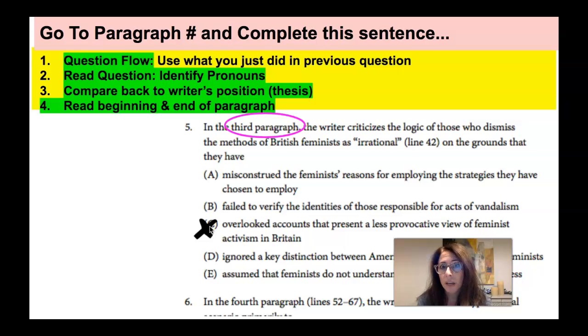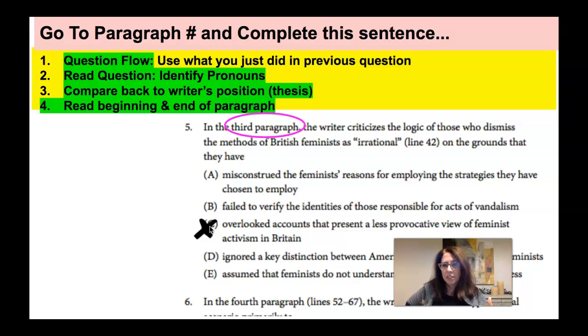That seems to be one. I'm not going to check it off right away. I am going to continue. They failed to verify the identities of those responsible for acts of vandalism. That's too specific. So again, some answer choices will be too specific. That's a detail that wasn't included in the text. They overlooked accounts that present a less provocative view of feminist activism in Britain. It wasn't about the feminist activism in Britain. They're anticipating that you will select that because she referenced what was happening in Britain. But the whole paragraph was not about that.